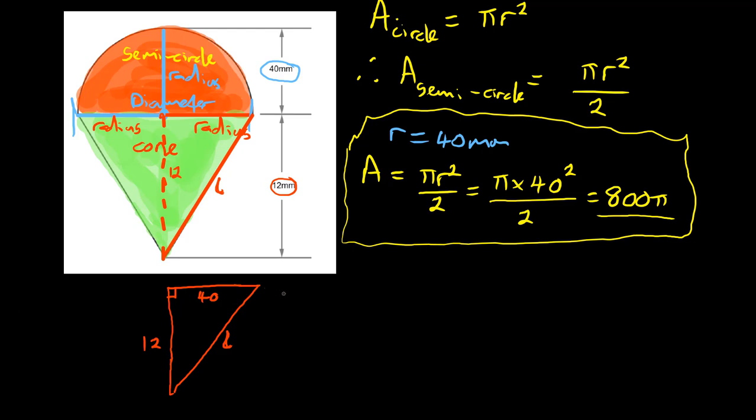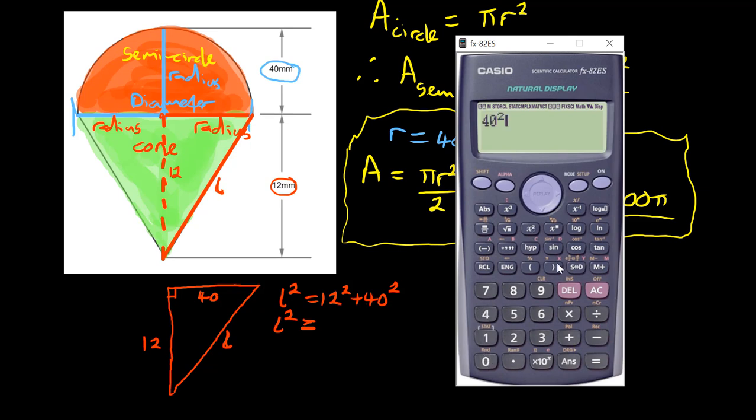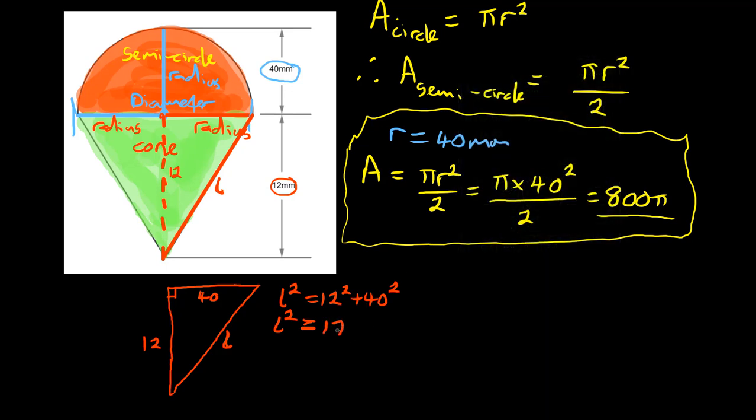So you are going to say L squared is equal to 12 squared plus 40 squared. Now if you say L squared, you can then simplify that, which is going to simplify to 40 squared plus 12 squared, and it is 1744. So that's what you are having. Now this is for you then to say, how do I find my L? So your L, you have to square root both sides.